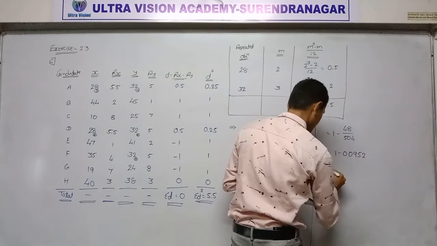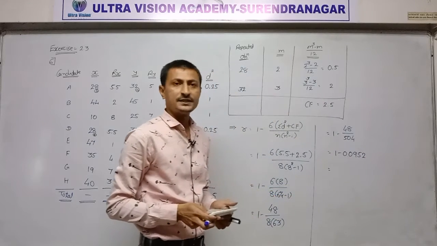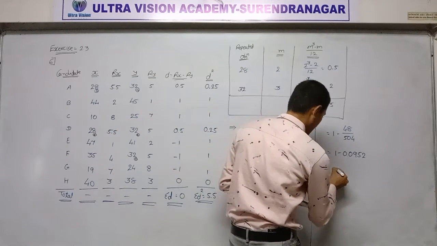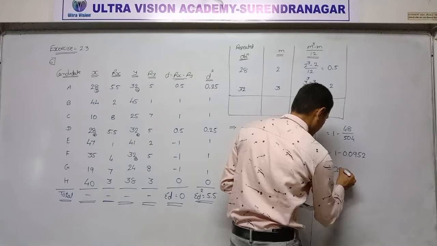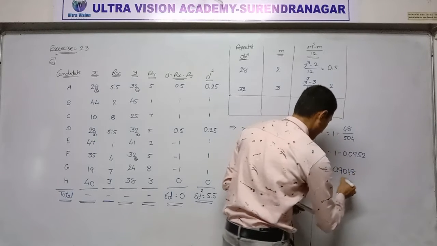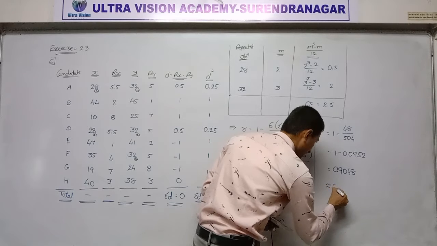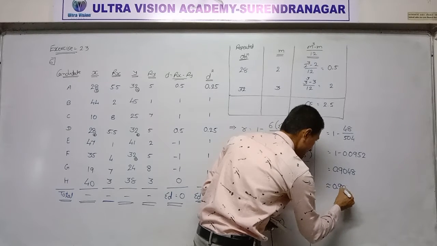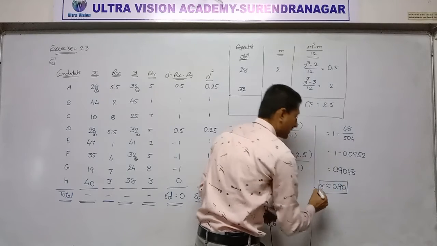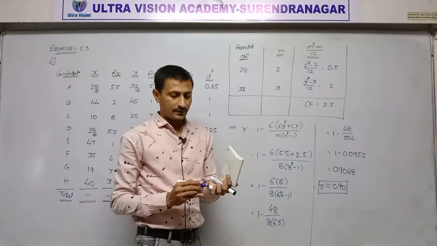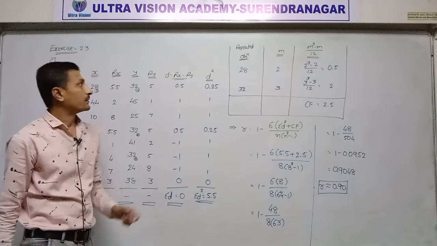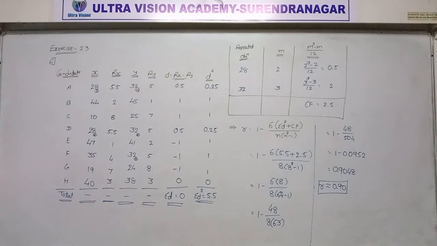48 divided by 504 is 0.0952. 1 minus 0.0952, the answer is 0.9048. Approximately, your answer is 0.90. So the rank correlation coefficient between the marks given by the first and second interviewers is 0.90. You completed question number 6.